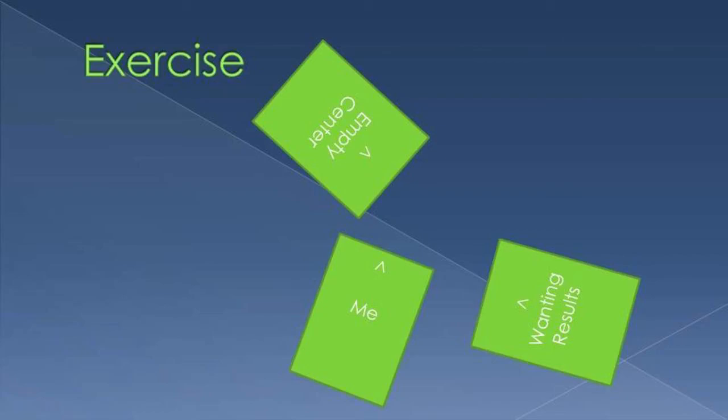And this is also something that you can do in silence. If you are with three people, for example, you ask somebody to represent your empty center, and you ask somebody to represent you wanting results. And then in silence, you ask people to move around, just to follow their inner movement. And then in 5 minutes, it's so completely clear what is happening. So that's very interesting.